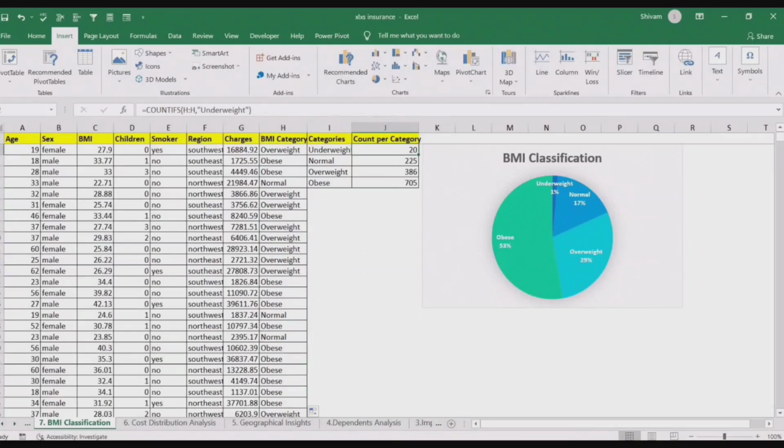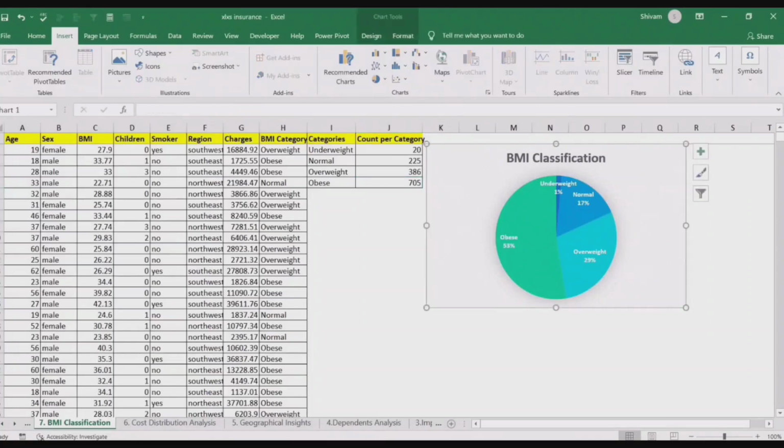Here I have calculated using the countif function how many people are in each category. Here we can see that the obese category has the highest number of people, then overweight, then normal, and then underweight. So this is the pie chart denoting these categories. We can see that 53% of the population is obese, 29% underweight, and 17% normal.